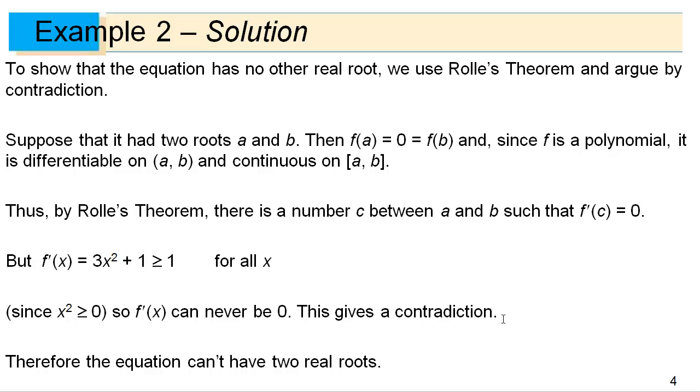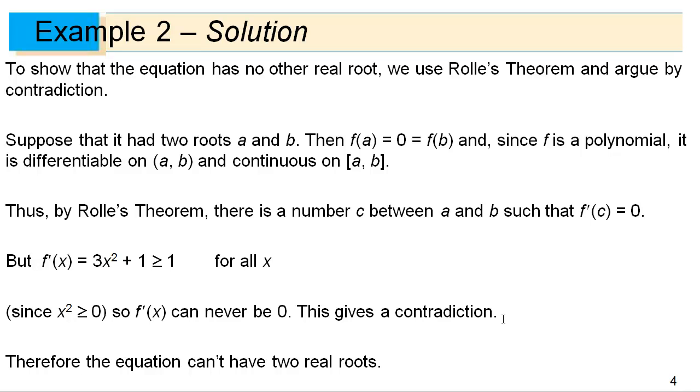Well, according to Rolle's theorem, there must be a number c on our interval between a and b such that the derivative equals 0. But that derivative never equals 0 because 3x squared plus 1 is always greater than or equal to 1, because x squared is always greater than or equal to 0. The smallest it's ever going to be is 0, which means the smallest the derivative is ever going to be is 3 times 0, which is 0, plus 1, which is 1. So the derivative never equals 0, thus we have a contradiction.